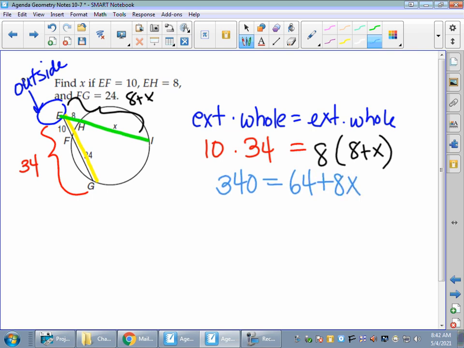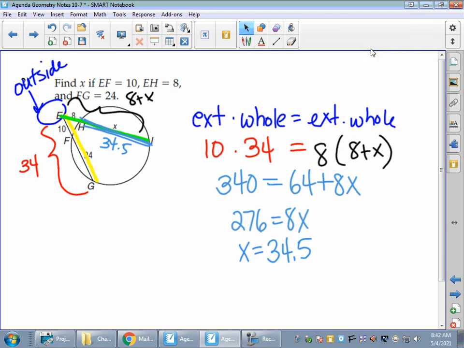So when I go ahead and subtract 64 from 340, gosh, there's a lot of hard math today. That would be 276 equals 8x. Divide that by 8, and we are going to get ourselves an answer of 34.5. Again, it's okay to have a 34.5, a decimal on here. As long as you did your math right, you've got it.